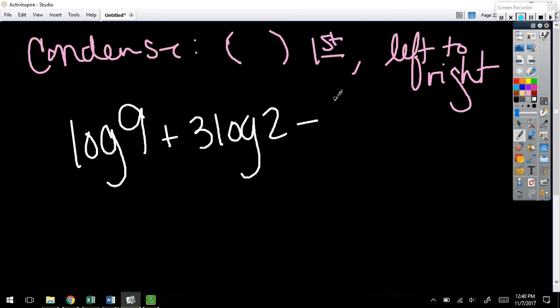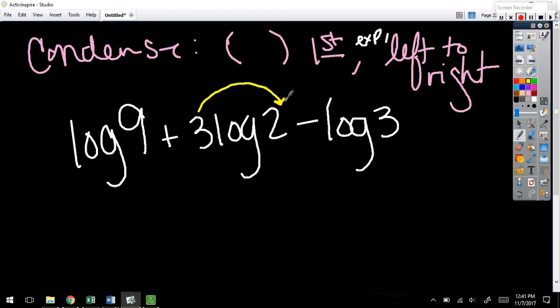All right, so on this one, I'm not seeing any parentheses, which means I'm good just to go ahead and move left to right. And actually, I should put in here parentheses first, then exponents, then left to right. What do you see here that I can do first? The exponent. All right, so I'm going to do log 9 plus log, what is 2 to the 3rd power? 8.